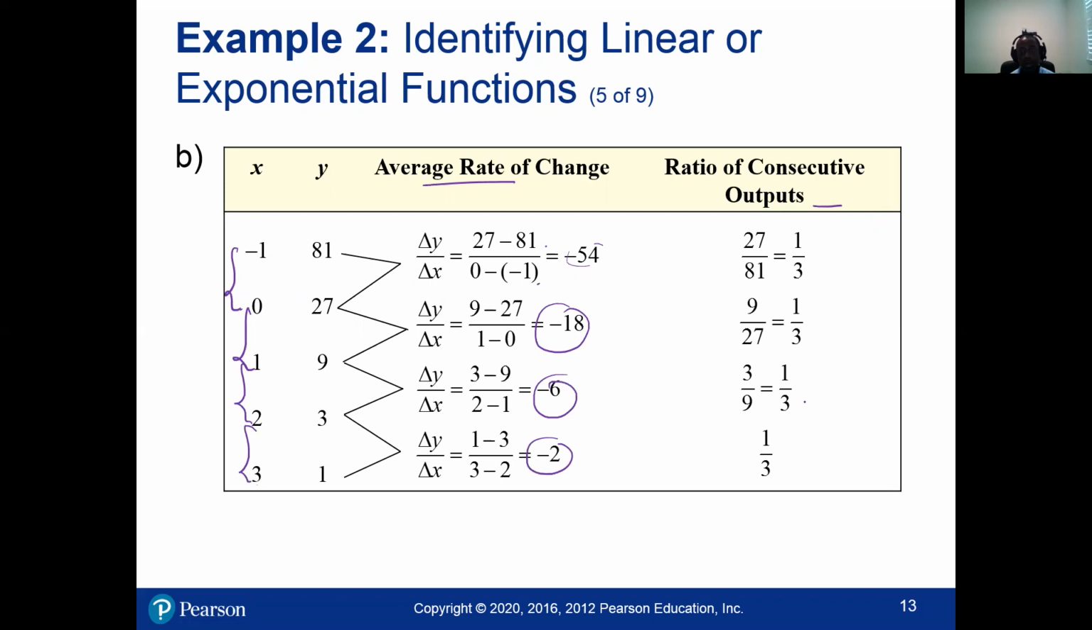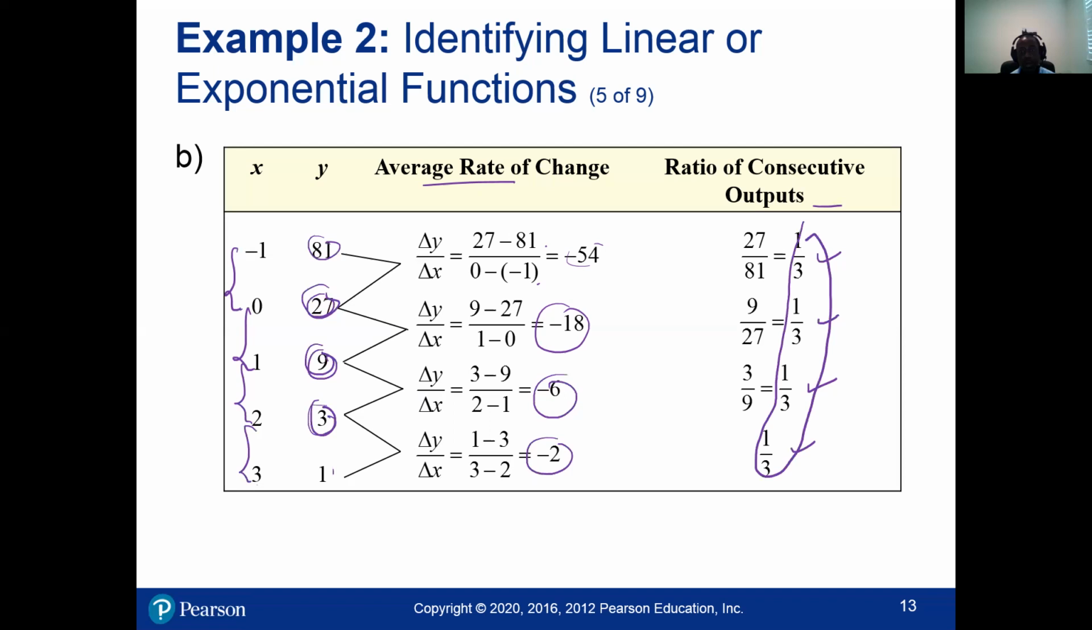So the ratio of the consecutive outputs: 27 divided by 81, we get 1/3. 9 divided by 27, we get 1/3. 3 divided by 9, we get 1/3. And 1 divided by 3 is also 1/3. Okay, so we see that that is constant. Looking at these values here, everything is the same. So this is going to be exponential.